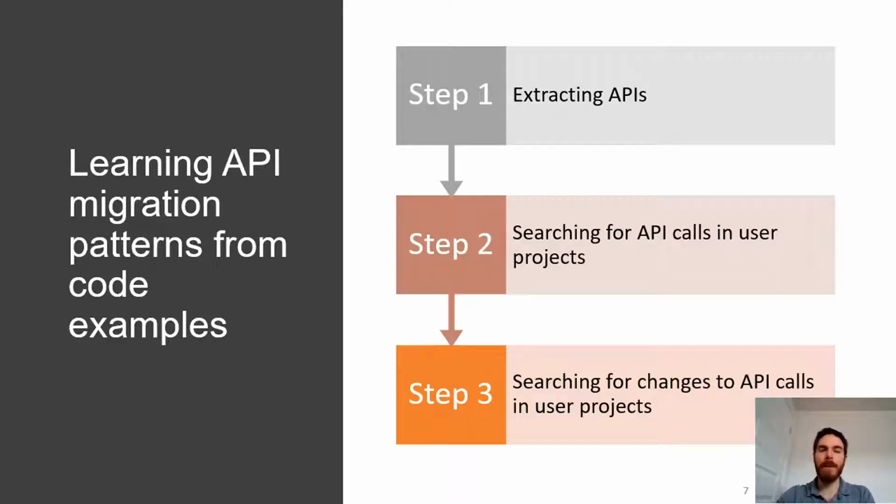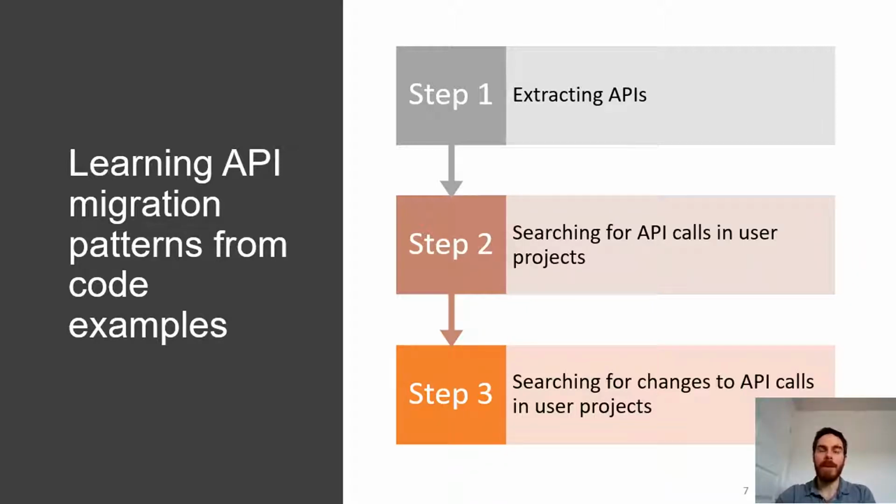The first step is to learn these API migration patterns from code examples. First, we have to extract APIs from the actual APIs, so extract the methods and the classes that belong to this API. This can be done through the documentation. In the case of Android, the documentation is quite good, as previously mentioned, or it could be done using other tools that exist to do this.